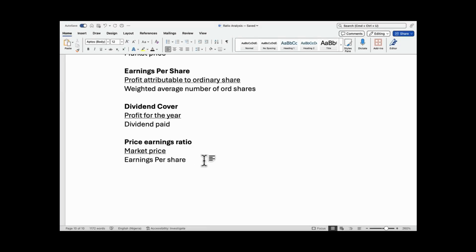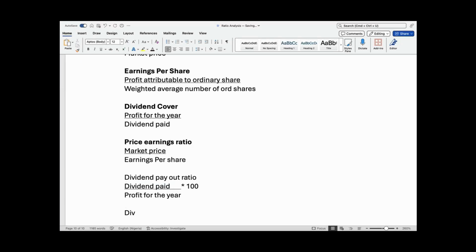Another one is dividend payout ratio. Dividend payout ratio is the proportion of our earnings that we are paying as dividend, which is dividend paid divided by profit for the year. Then you can multiply by 100.